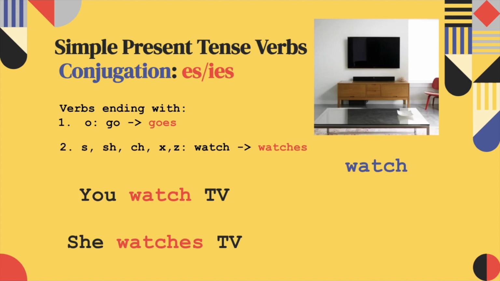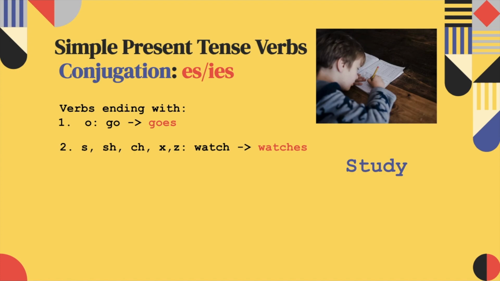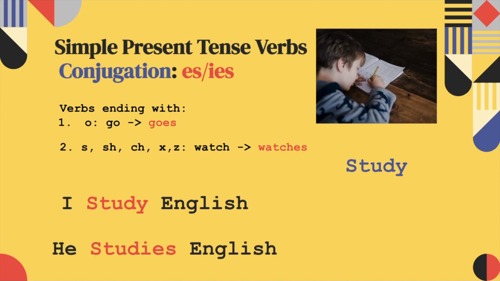Let's look at the third rule with the verb study. We can say, I study English, but if we want to change it to a third person singular subjective pronoun, we have to change it to IES. We say, he studies English. And this is the third rule. If a verb ends with Y, we have to add IES. As we saw, study became studies.